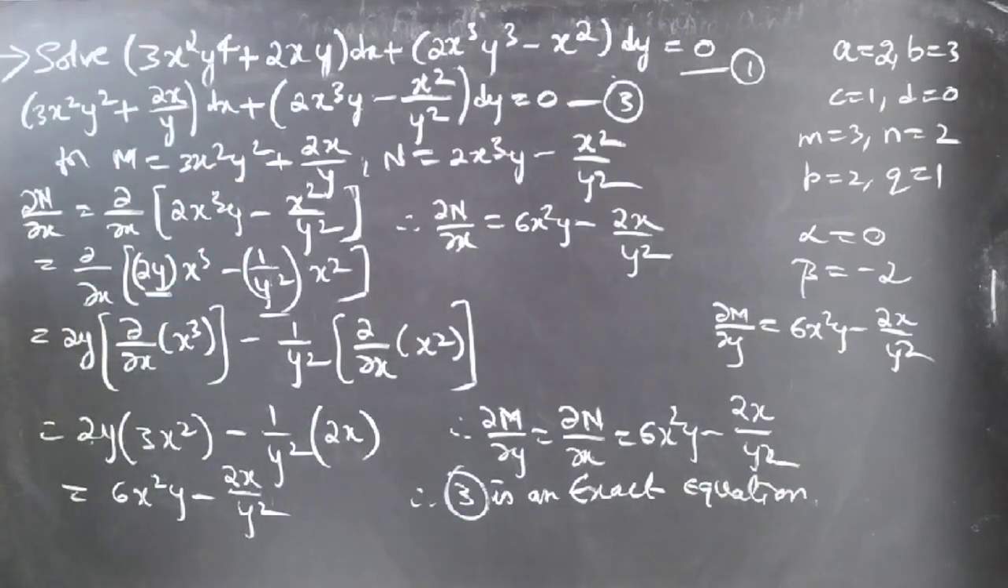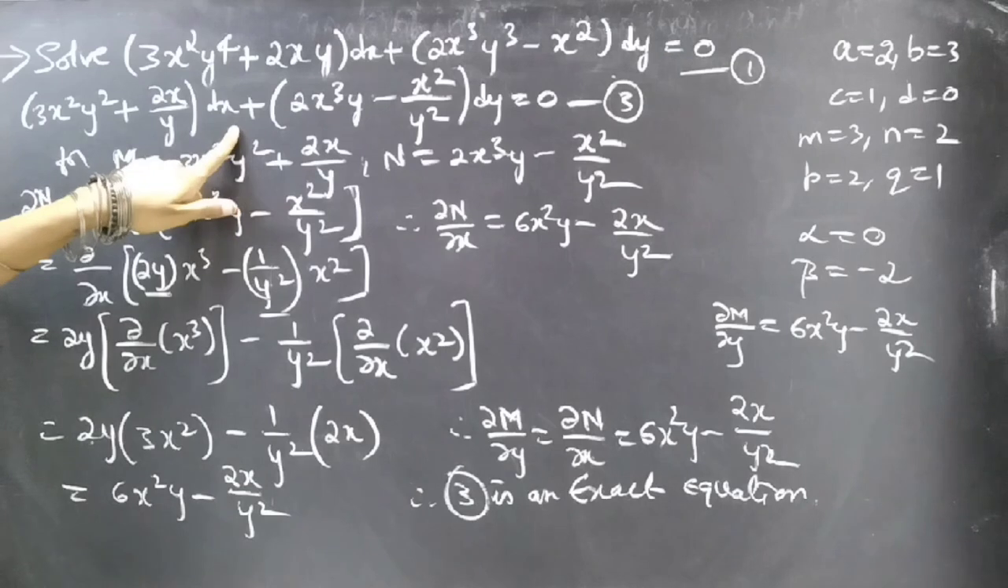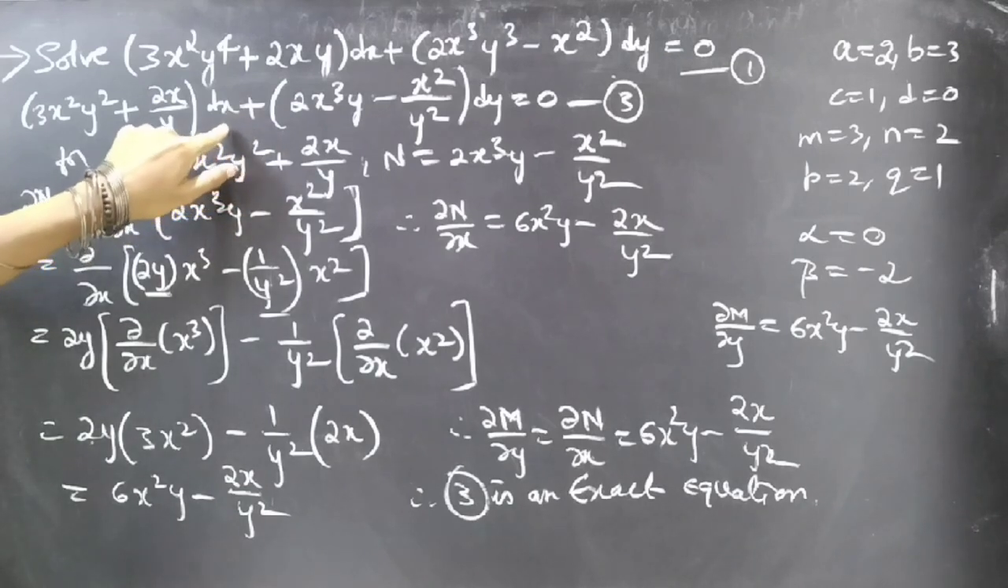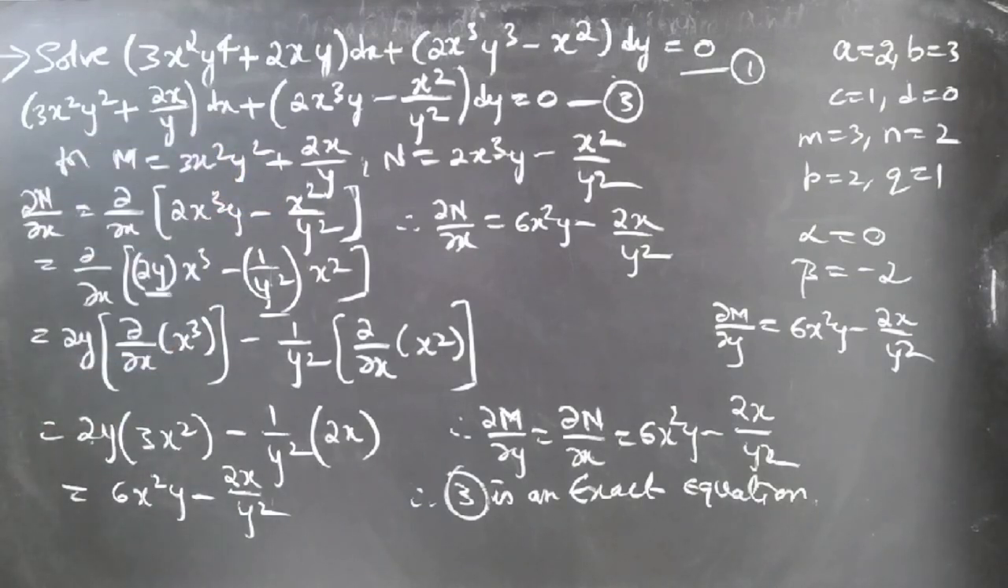So we have reduced the given differential equation to an exact equation. Now we'll find the general solution to equation 3 using the general solution formula of an exact equation. Finally, it results in the general solution, the required solution to the given differential equation.